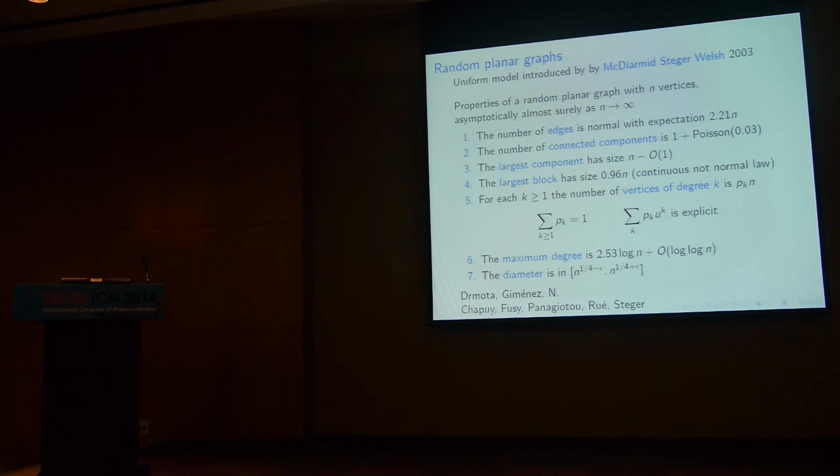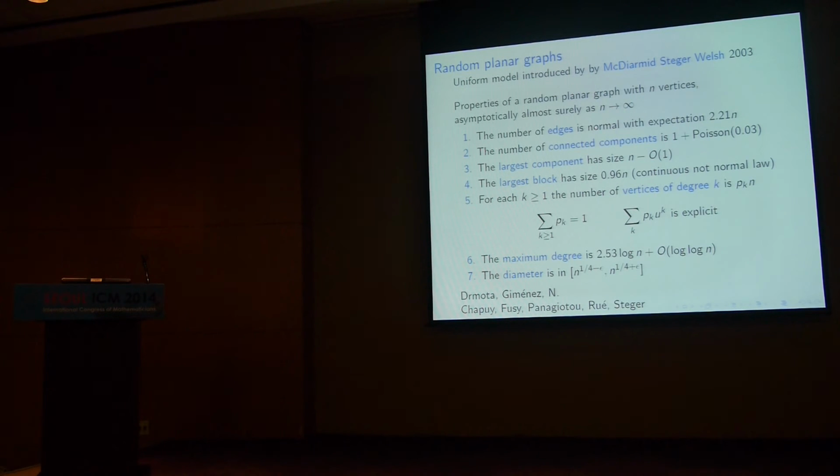And then you can analyze random planar graphs. Let me tell you that the uniform model was first introduced and analyzed by McDiarmid, Steger, and Welsh. They obtained a number of interesting and substantial results without the use of generating functions. It was really based on double counting and ingenious combinatorial and probabilistic arguments. Now, these results here are obtained using analytic tools, which give a lot of precision. So nowadays, we have a good picture of what a random planar graph is.